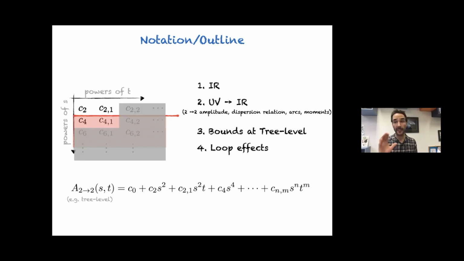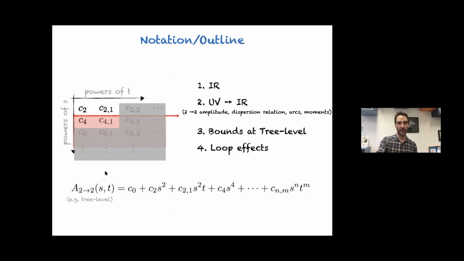And finally, in the last part of the talk, I will discuss more in detail loop effects, and basically how the bounds that we naively derive at tree level are modified when we actually look into the realistic situation in which also some infrared loop effects are taken into account.